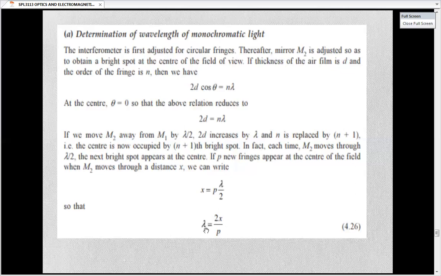And so because of that, you can have wavelength equals 2 times the distance moved, or just the displacement distance of the mirrors, divided by P, which is the number of fringes that cross a particular line on a cross wire. That is if you are observing it on a microscope or something like that. So that is just a simple explanation of how wavelength can be determined.